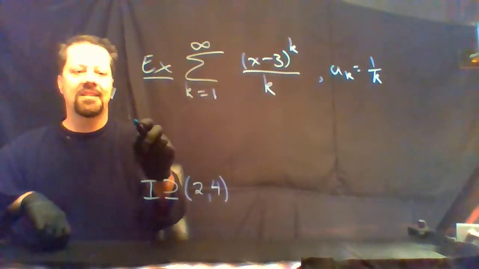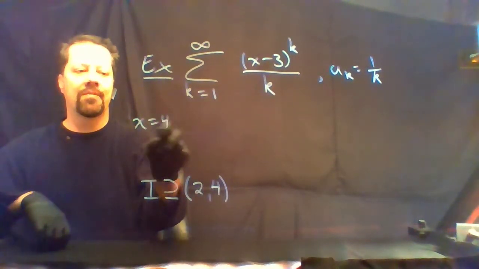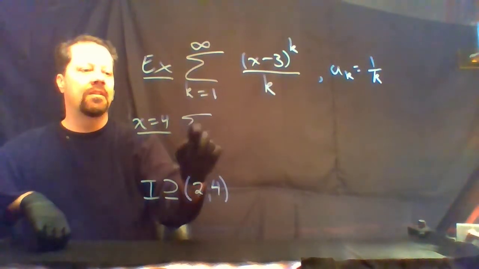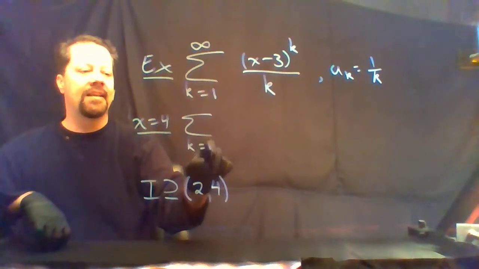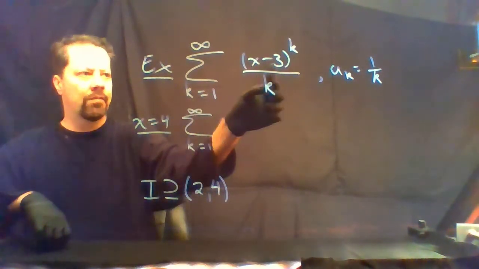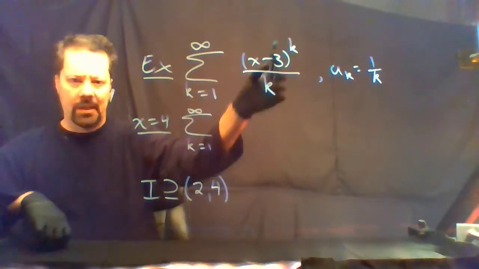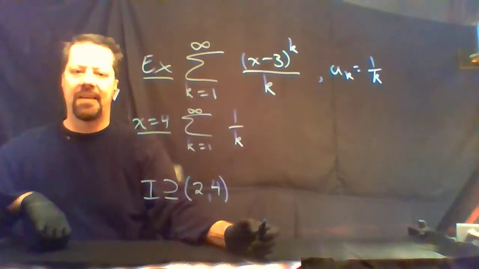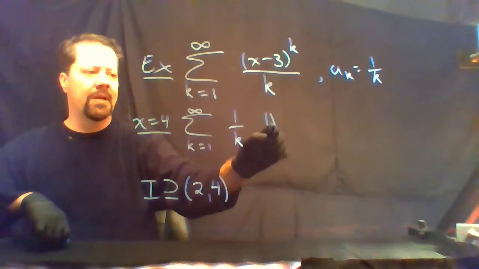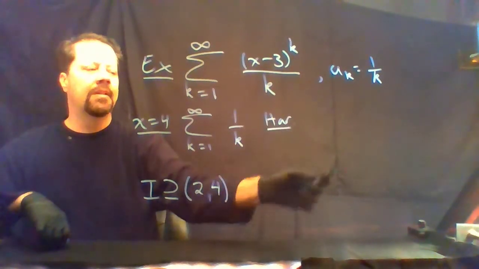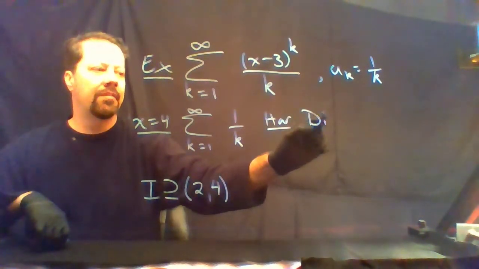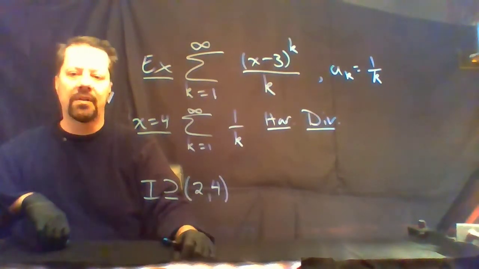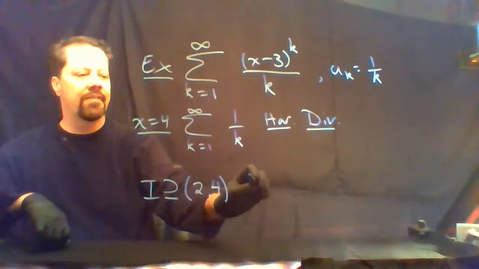First, let's test convergence at x equals 4. If x is equal to 4, we get the sum as k goes from 1 to infinity. 4 minus 3 is 1. 1 to the power k is 1. And we end up with 1 over k. This is the harmonic series, which diverges. So we know we do not include 4 in the interval of convergence.